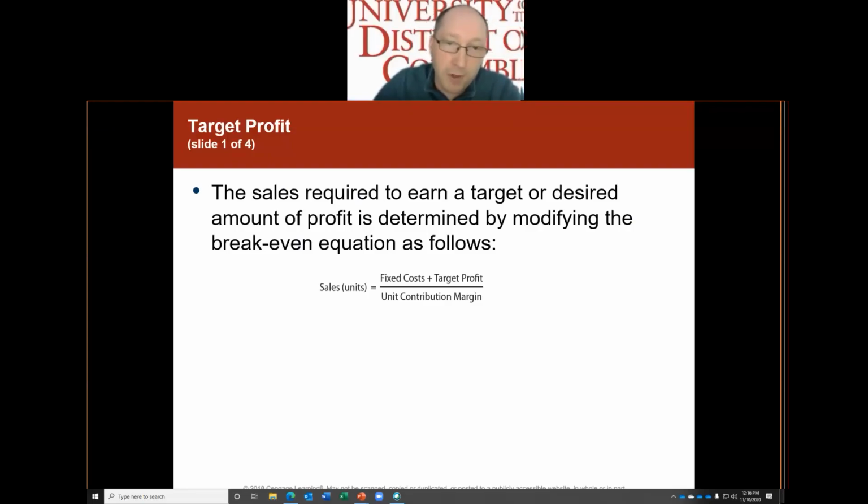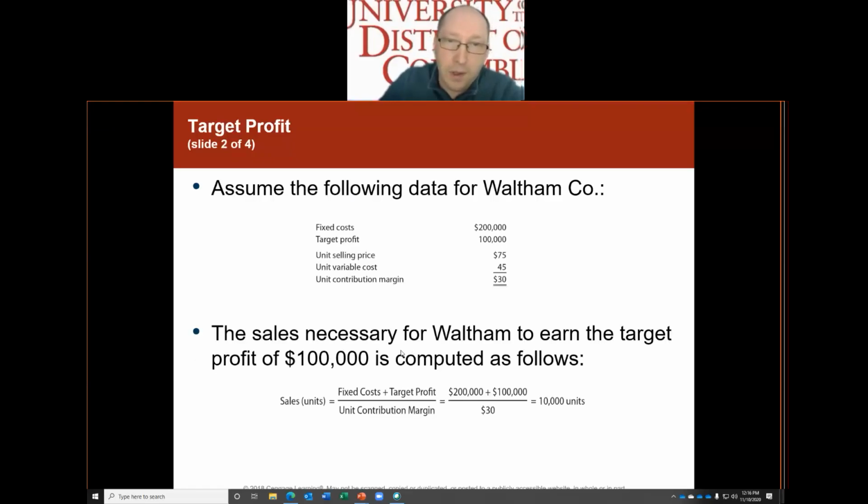So to do that, we take our fixed cost plus our target profit divided by the unit contribution margin. Our fixed costs in this example are 200,000. Our target profit's 100,000. That's a nice profit. Unit selling price is 75. Variable cost per unit is 45. That gives us a contribution margin of 30. Remember, selling price minus variable equals contribution.